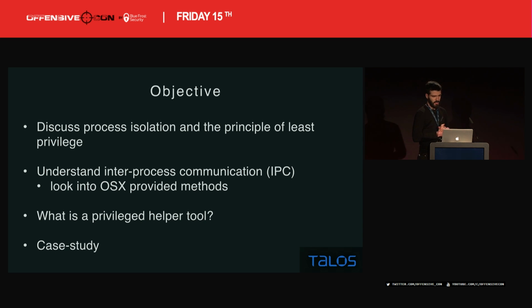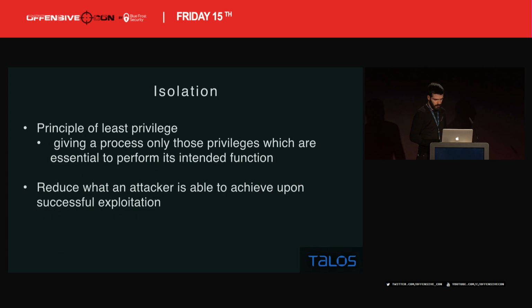Okay, so an objective. First, we're going to talk about process isolation and the principle of least privilege. We want to understand inter-process communication and see the provided methods that OSX gives us. From there, we're going to talk about what a privilege helper tool is, and then we're going to go over a bunch of vulnerabilities. So this is the idea of giving a process only the privileges that are needed to perform the intended function. The idea here is to reduce what an attacker is able to achieve upon its exploitation.